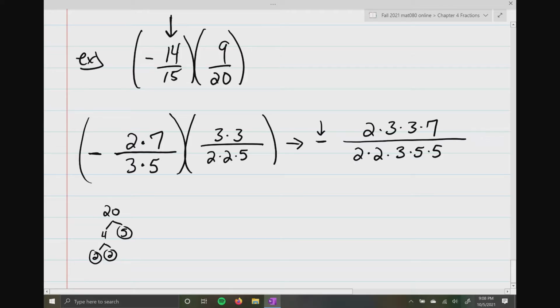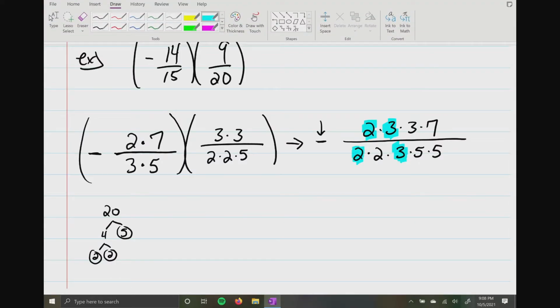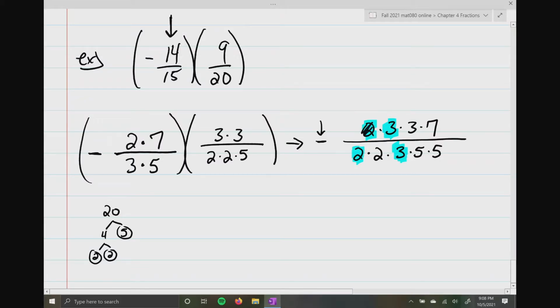Numbers that are the same on the top and bottom. 2 over 2. 3 over 3. And that looks like about it. So let's cross them out and replace them with ones. So we got a 1 and a 1. Cross them out, put a 1 and a 1.